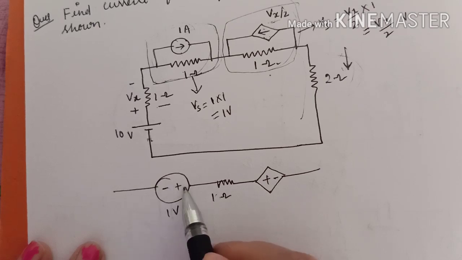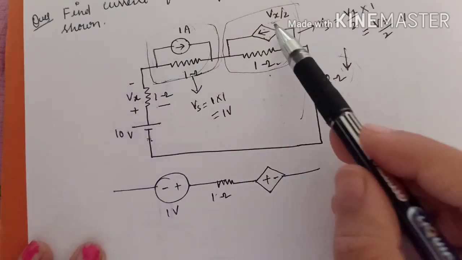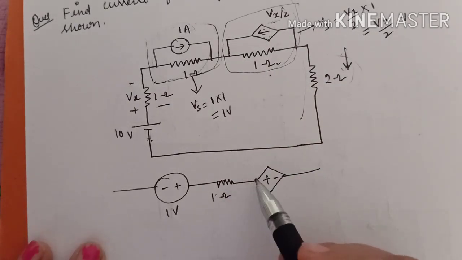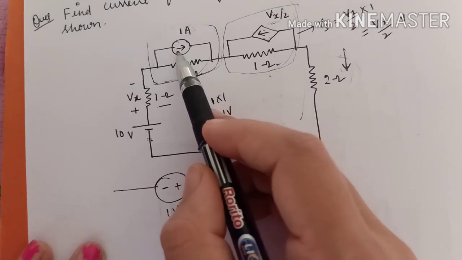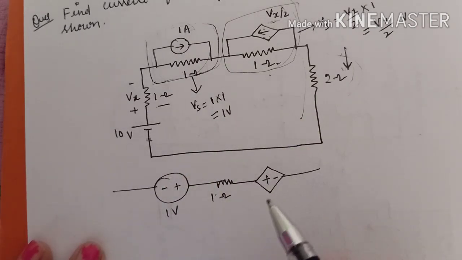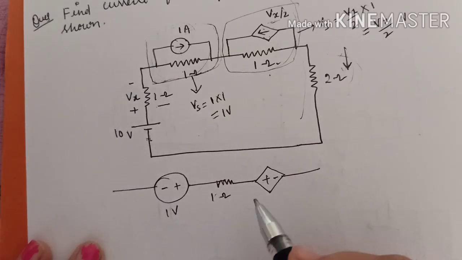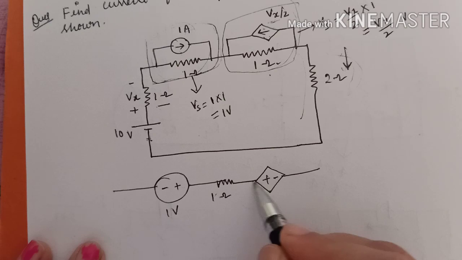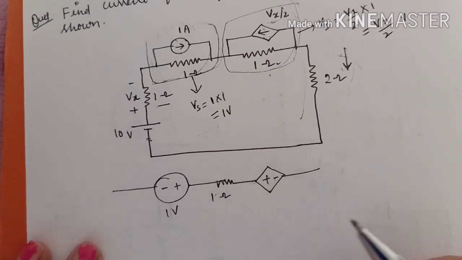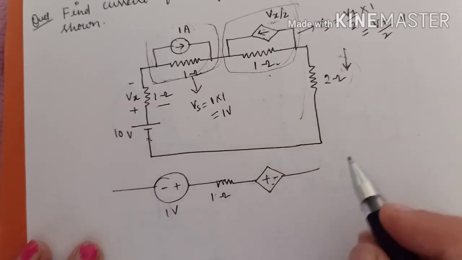How am I writing the polarity? According to the direction of the current. Clear? The current is outgoing from the plus sign. Whenever current is outgoing from the plus sign and incoming to the negative sign, that is the source. That's why I have written plus and minus according to the sources here.